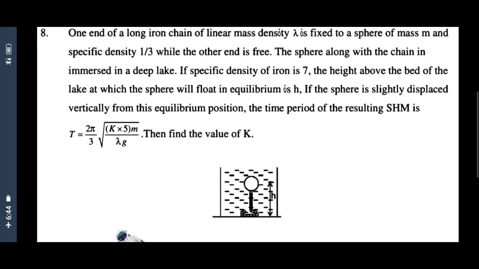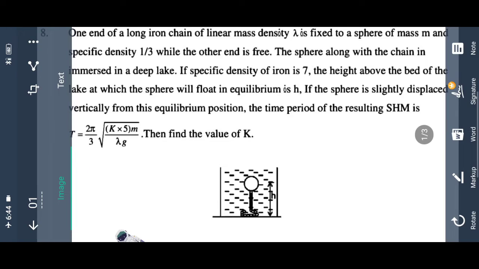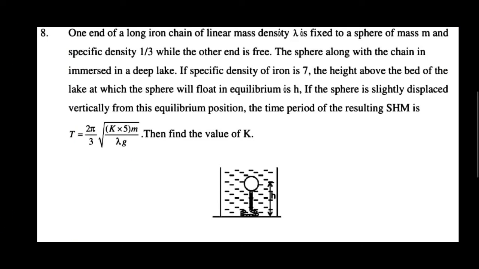It's in the reading. One end of a long iron chain of linear mass density lambda is fixed to a sphere of mass m and specific density 1 by 3, while the other end is free. The sphere along with the chain is immersed in a deep lake. Iron specific density is 7. The height above the bed of the lake at which the sphere is in equilibrium is h.